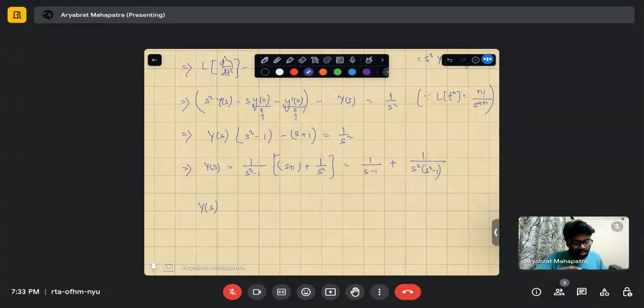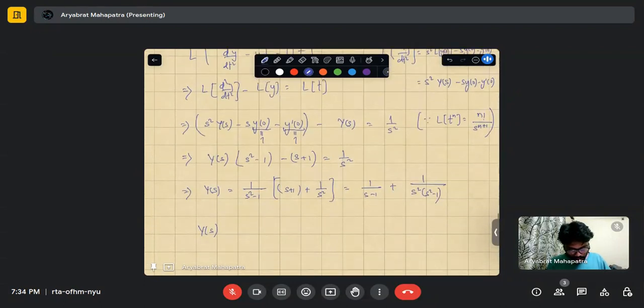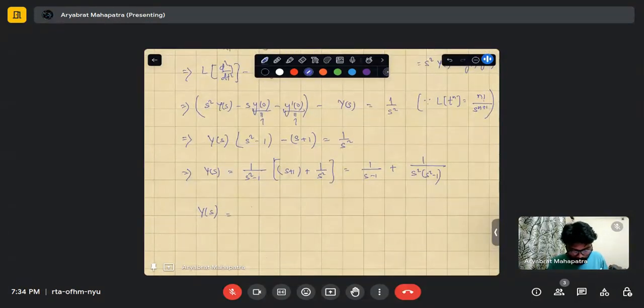So here you say it is something in the product of s square times s square minus 1. Again, you will apply the partial fraction technique, which I just did earlier for the previous question. So I can write this Y(s) again as 1 over s minus 1 plus, when you apply the partial fraction technique, for the second term I can write it as 1 over s square minus 1 minus 1 over s square.